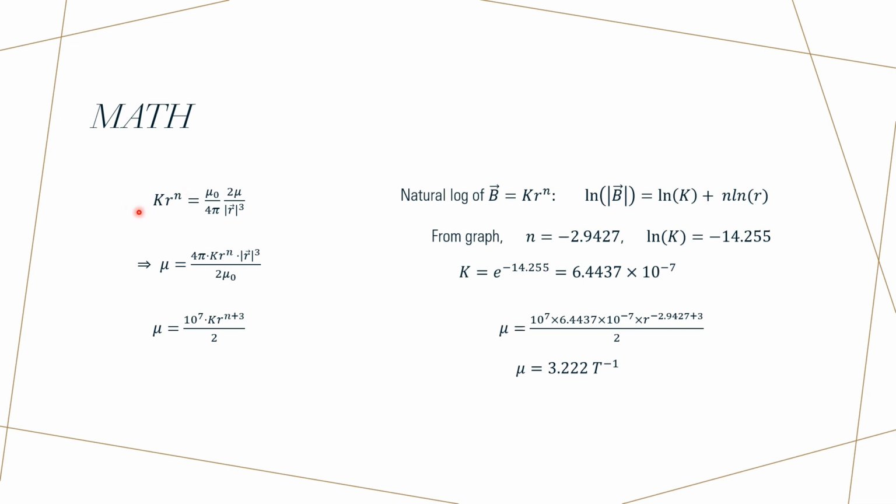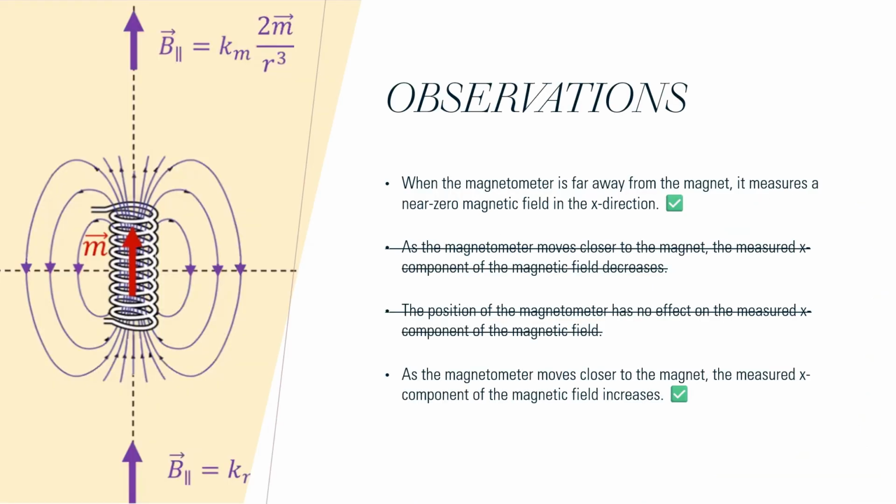As I had mentioned, we're going to set these two equations equal to each other and solve for mu, which is the magnetic dipole moment. Using our linearization from the data, we found n and k. Plugging that into mu, we get 3.22 for our magnetic dipole moment. So when the magnetometer is far away from the magnet, it measures a near zero magnetic field in the x direction, and as it gets closer to the magnet, the x component of the magnetic field increases, which continues to emphasize the inverse dependence of distance and magnetic field.